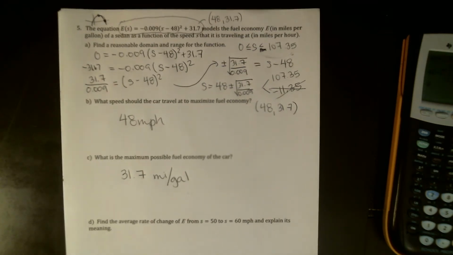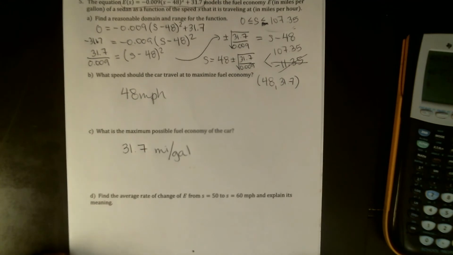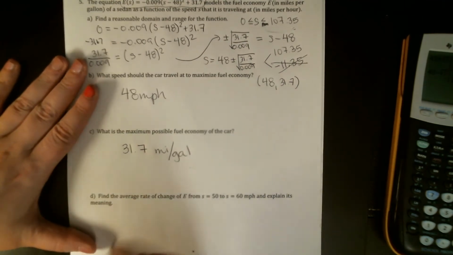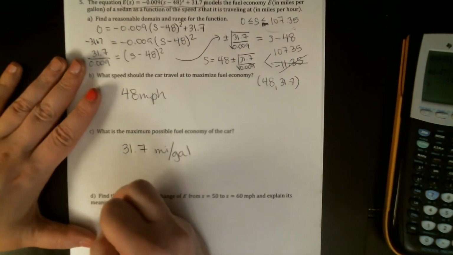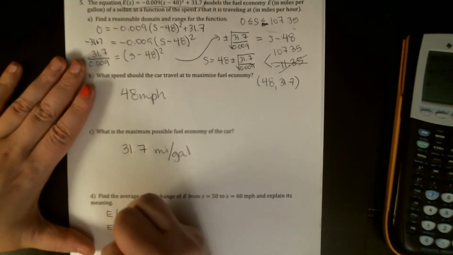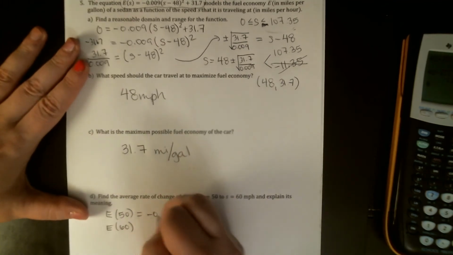Okay, and the last one here, we'll see if this one is less confusing than the deer. I'm not confident it will be, because whenever your variables represent rates, the rate of change of a rate is a little bit tricky, but we'll try it. So from s equals 50 to s equals 60, we want to find the average rate of change and then explain what it means. Average rate of change is a slope, so we're going to have to plug in the 50 and the 60 to figure out our y-coordinates.